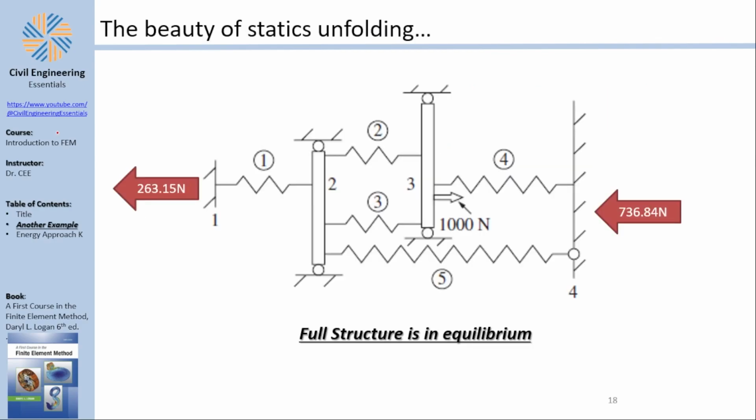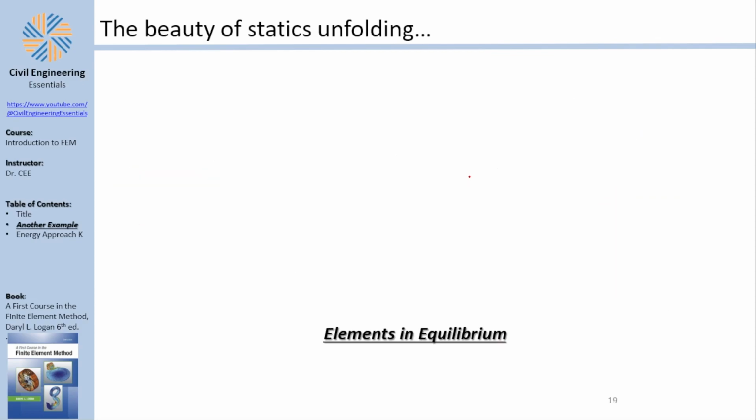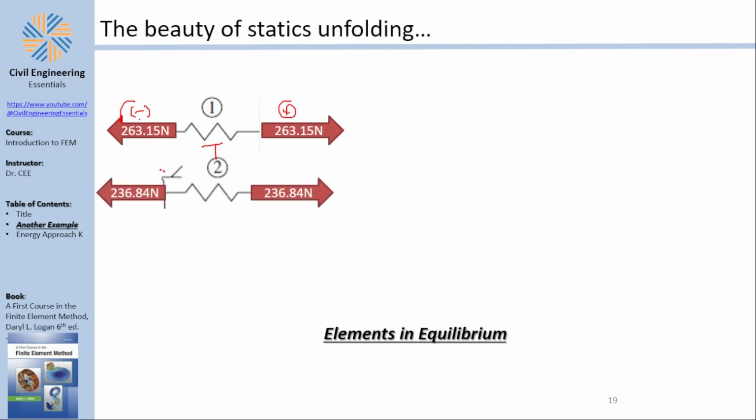For the general structure, I found F1x and F4x, and I dubbed them the reactions. And this is in equilibrium because the 1000 goes to the left, and those two dudes are 1000 to the right. Let's go to the elements. Element number 1 had negative here, so left. This was negative, so it's left. And positive here, so right, which means it's in tension and it's in equilibrium. Element 2 had negative 236, so left, and positive 236 to the right. You can see it's in tension and it's in equilibrium.